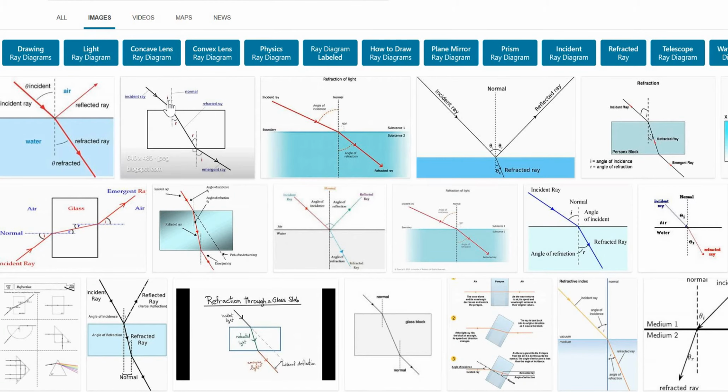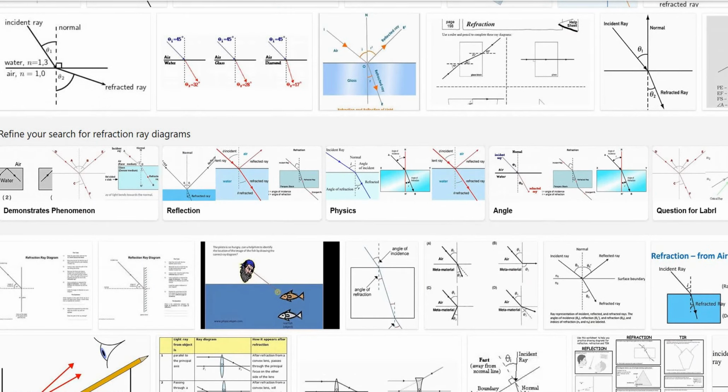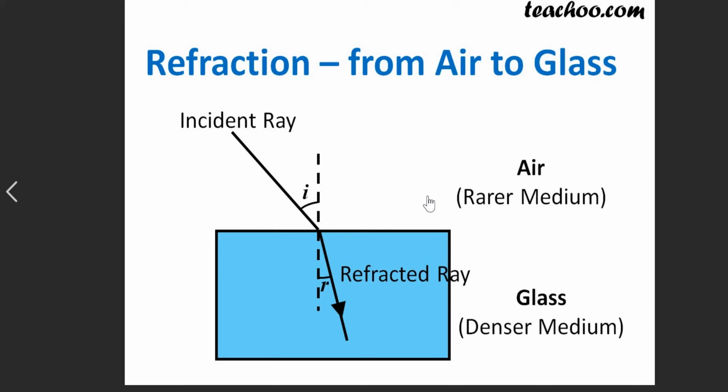So we have a few images from the internet which show the refraction of light. We will take this image to understand. See, the incident ray is coming here. This is the normal, and this is the rarer medium, and this is the denser medium. So what happens when the light hits the surface? It gets refracted. That is a change in the direction.